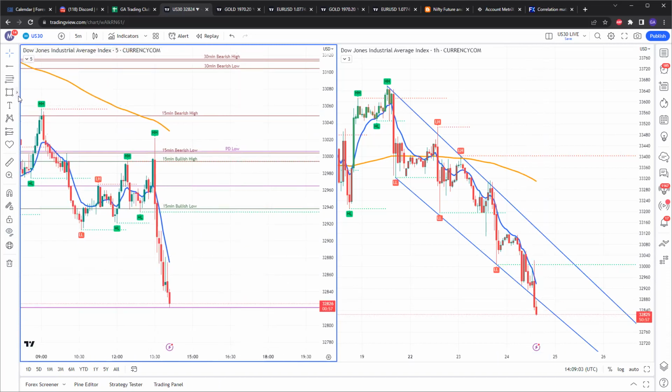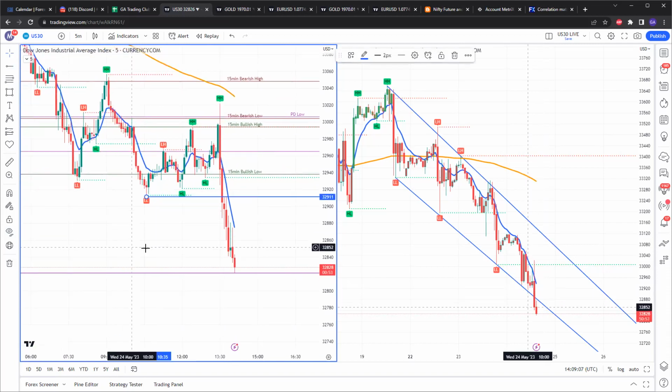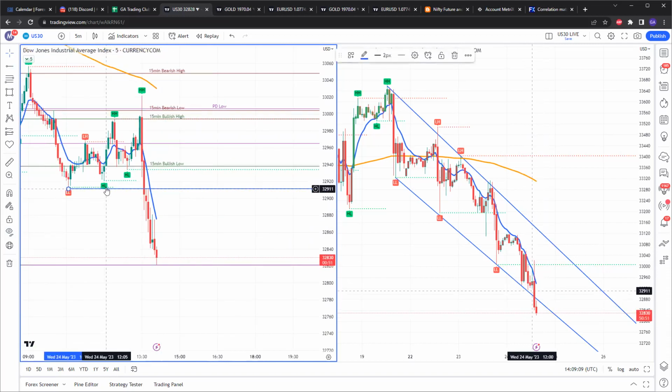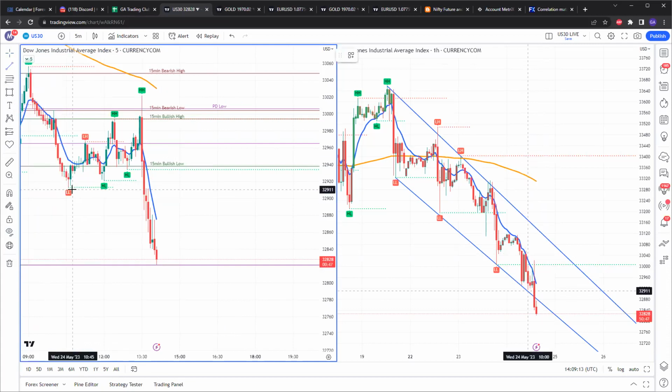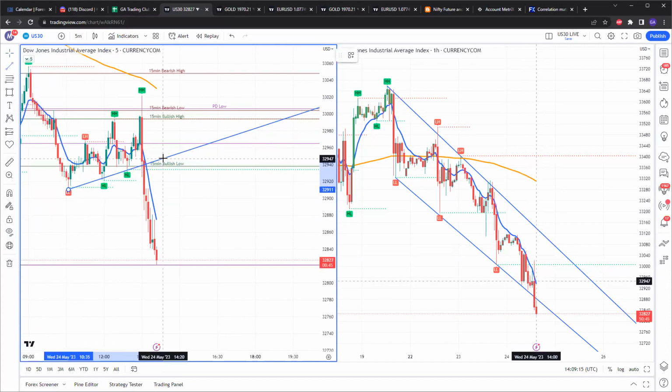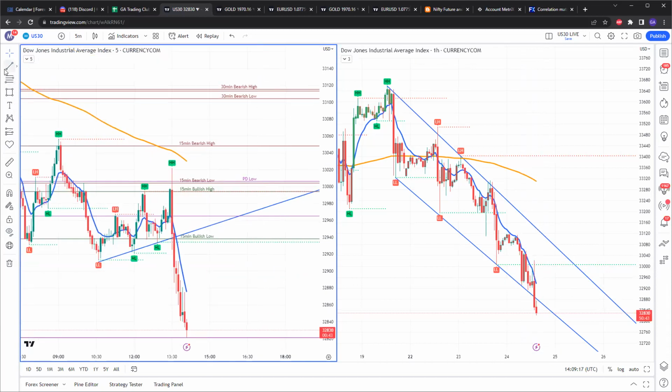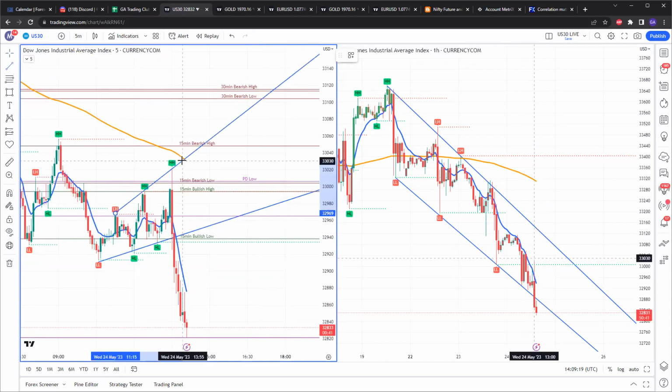So we need to see where US 30 is headed. Right now US 30 is bearish. How can I tell that? Price is below both the 9 EMA and the 200 EMA. And of course, we always draw our trend lines right there, and we draw our other trend line right there.